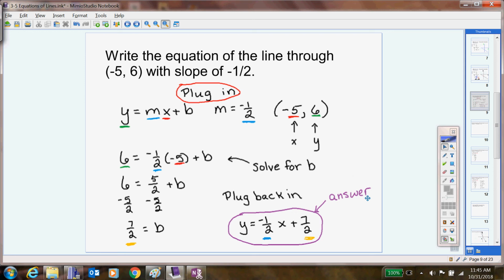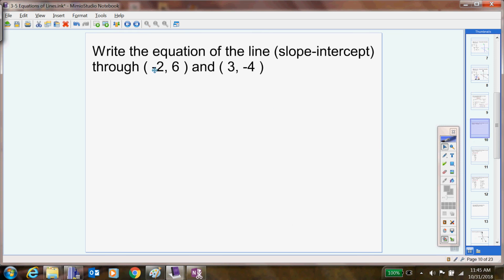Now, I have taken the liberty of putting an example in that isn't in the book. They go straight to a word problem, but just being able to do that doesn't mean that you remember how to do all of the things when you've got 2 ordered pairs. So I want to go over that one as well with you. We're going to write an equation of a line in slope-intercept form through -2, 6 and 3, -4.